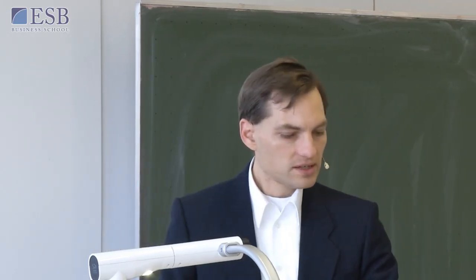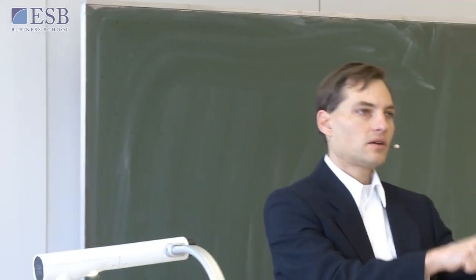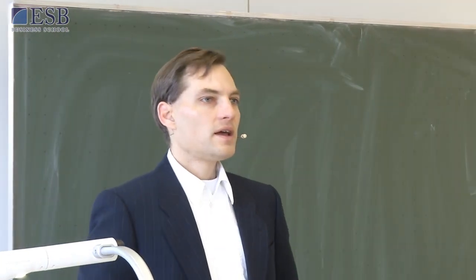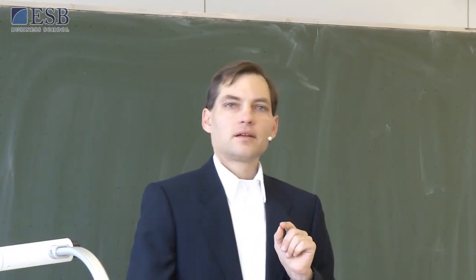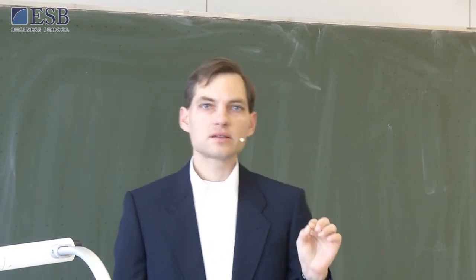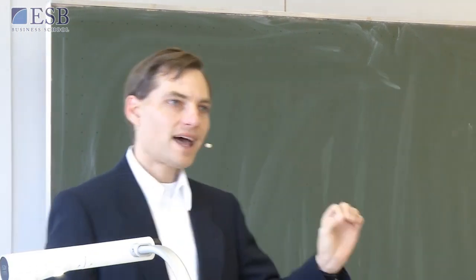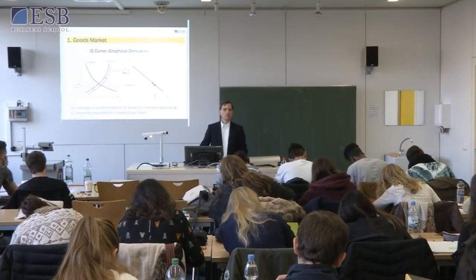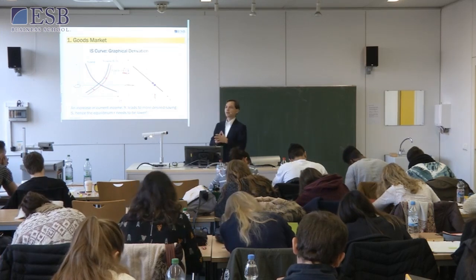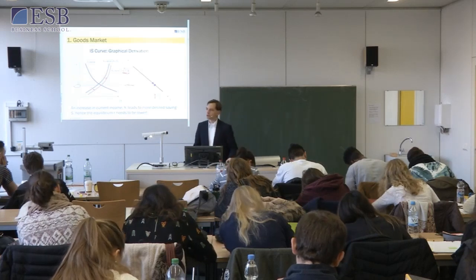And this curve is what we call the IS curve, because it is constructed from the investment and saving curve in the goods market. And the IS curve, and that is important, keep this in mind, represents all equilibria of the goods market. It is designed as an equilibrium curve. That's it. Now we have the IS curve as a representation of the goods market equilibrium.